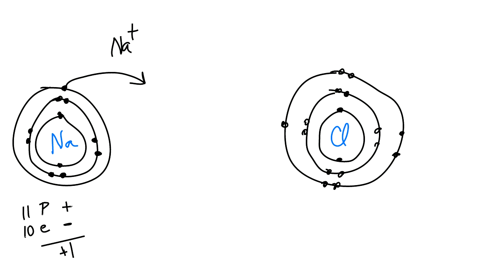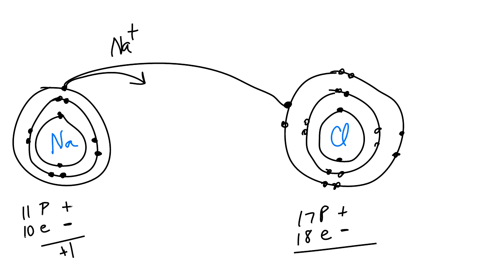So guess what? This electron that sodium gave up, chlorine will take this electron, okay? And now it has a happy valence. However, chlorine still has 17 protons, but now since it gained an electron, it has 18 minuses. So 17 minus 18 means it's got a charge of minus 1. So we would write that like this.